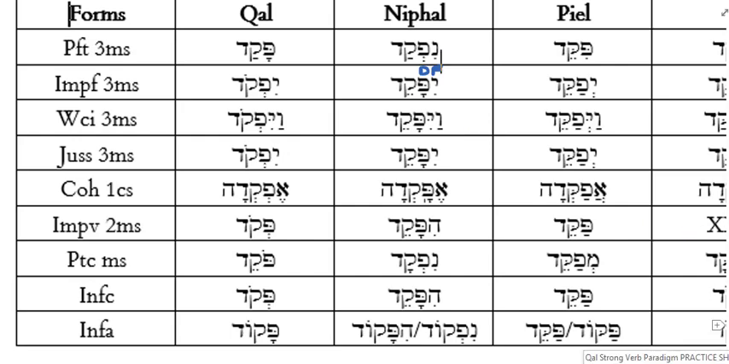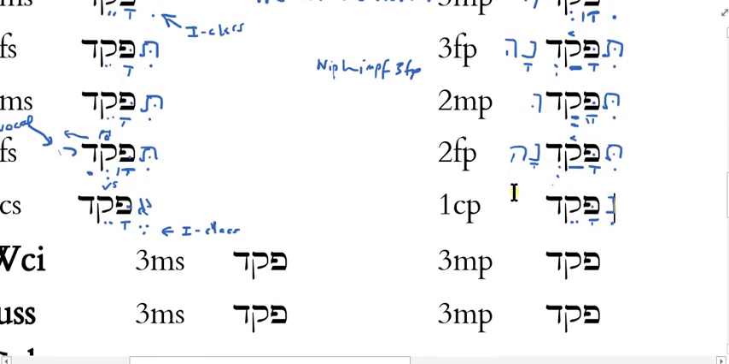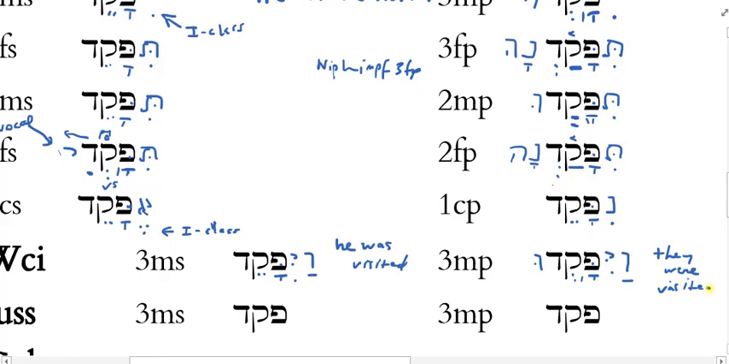The translation value, though, is going to reflect the WCI translation value, which is what time frame? WCIs are past, right? So if I wanted to say va ye pa kade, then the nifal tells me it's got to be passive, and the WCI form tells me it's got to be past and passive. So he was visited. And for the 3MP, it's yipakadu with the special vav pointing. Va yipakadu. And that's they were visited. Same translation value in terms of the pastness of WCIs, but the nifal adds the passive notion.